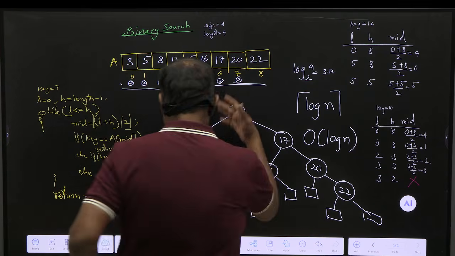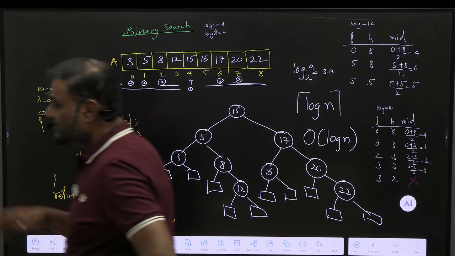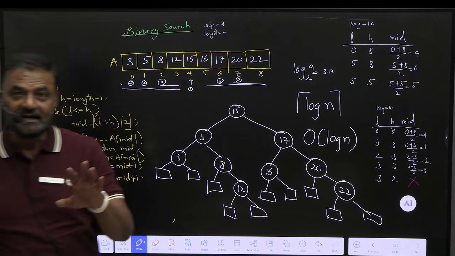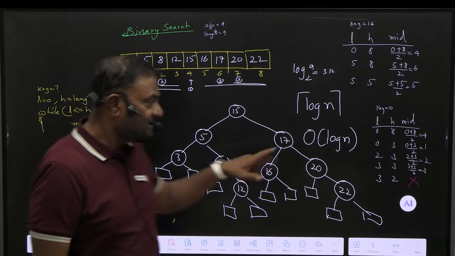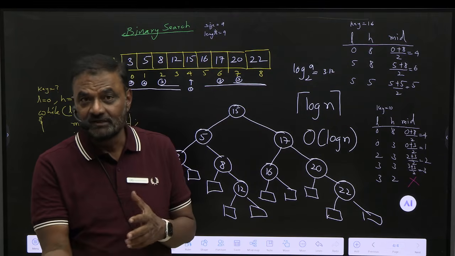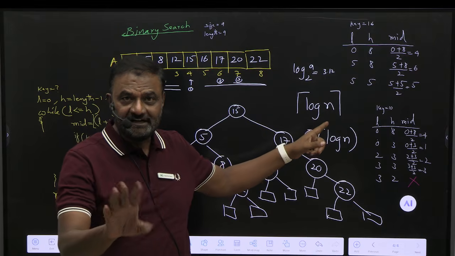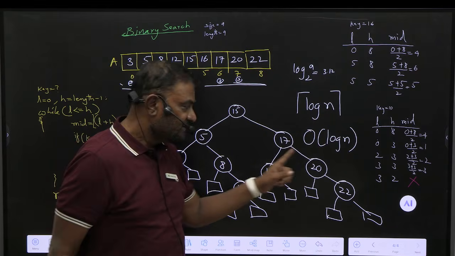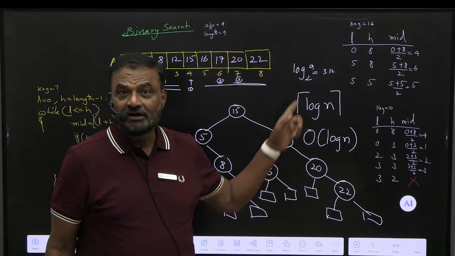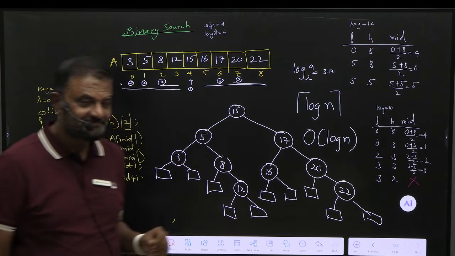Now this is the height of a tree. Height of a tree is log n. So that's how we have log n number of comparisons required. And here we realize that it's not the floor value, it's the ceil value. Like log 9 is 3 point something, so it's not 3 comparisons, we know it's 4 comparisons. So it is ceil of log n. Understood?